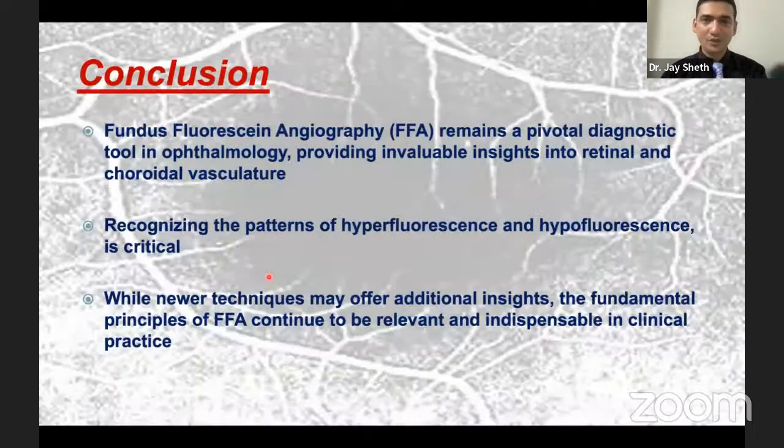So just to conclude, I think fundus fluorescein angiography remains a very pivotal diagnostic tool in ophthalmology and provides invaluable insights into the retinal and choroidal vasculature. Recognizing the patterns of hyper and hypofluorescence is very critical, especially at the level of PG and henceforth.